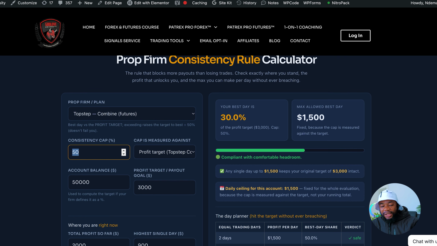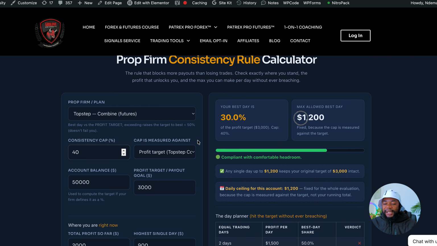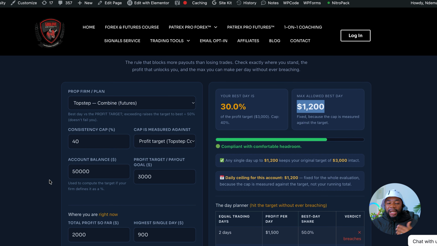What if the prop firm was giving a different one? Let's just say I'm using something like Funded Next that has a 40% consistency at the challenge phase. So I come there and I put 40%. It means your best day shouldn't be more than $1,200. So if I'm trading and I've already made $1,100 for that day, I can stop so that I can continue the next day. The consistency rule is actually very nice because it keeps you in check as a trader. So it's a good rule, and this tool is going to help you calculate that.